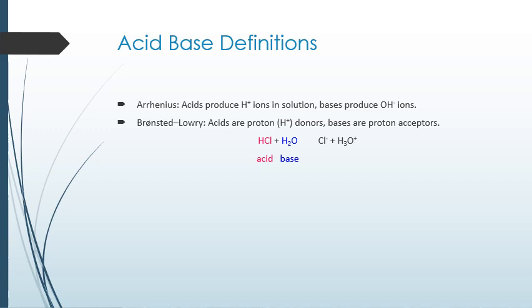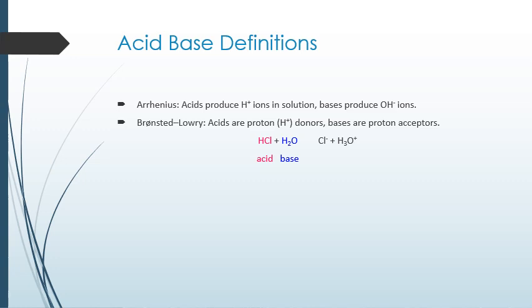The main form of acid-base definitions that we will look at is the Bronsted-Lowry definition. For the Bronsted-Lowry definition, acids are proton donors, and a proton is just a hydrogen ion. If you think about the internal structure of the hydrogen ion, it has one proton, 0 neutrons, and 0 electrons. So it's essentially a proton. So your acids are the proton donors, your bases are the proton acceptors.